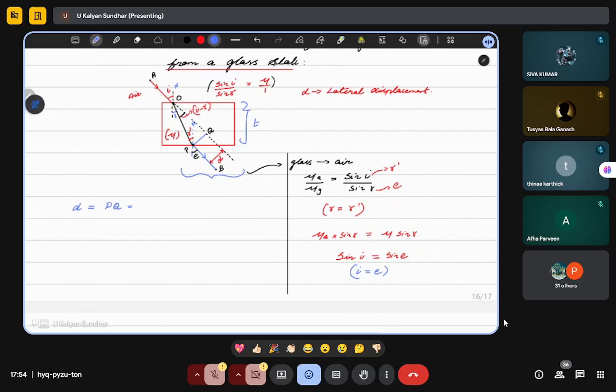So PQ will be OP sin of i minus r. Correct, sir? What is sin of i minus r? Opposite by hypotenuse. What is the opposite? This is your PQ value. So PQ divided by this, OP. So this will be the case. Any doubts here? No.